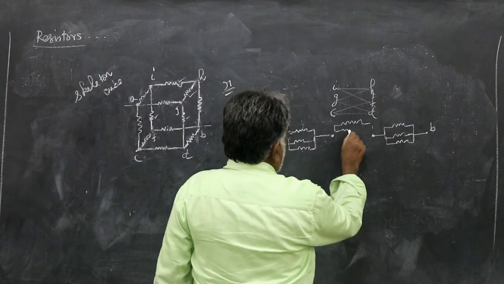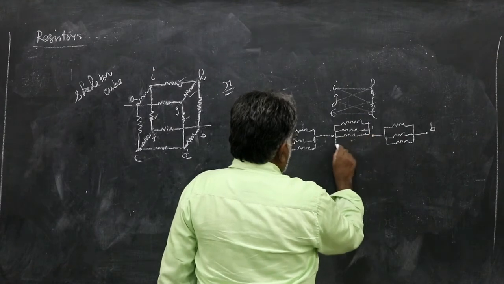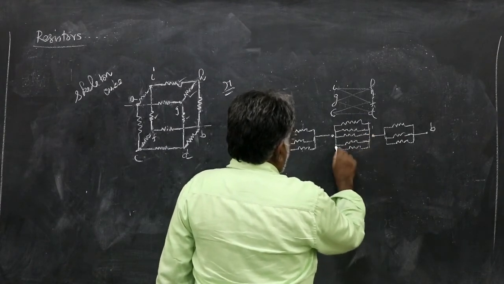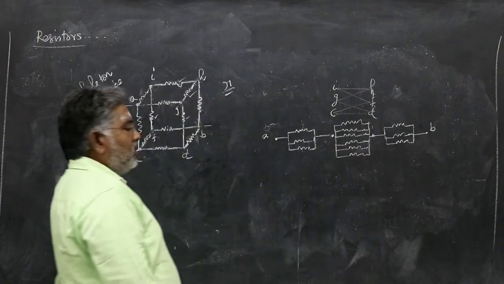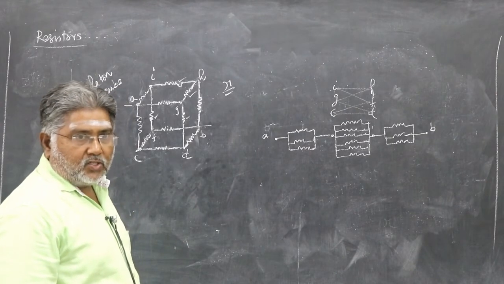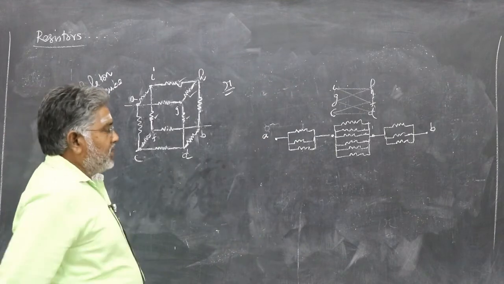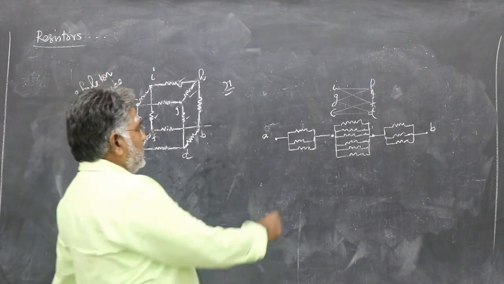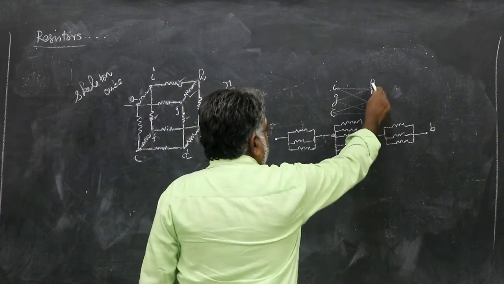One, two, three, four, five, and six. All resistors are R each. You have to simply find the effective resistance. This point is I, G, C, this point is H, F, D.